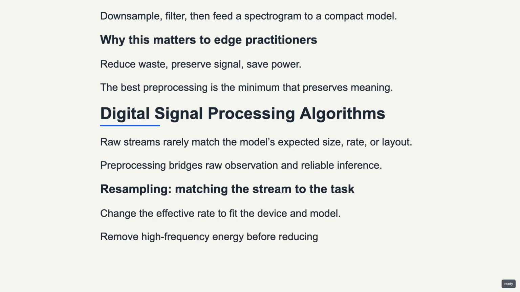A reduced rate signal can distort high-frequency content if that energy is left in place. The safe approach is to filter first, then lower the rate, so the model does not mistake folded frequencies for real structure.